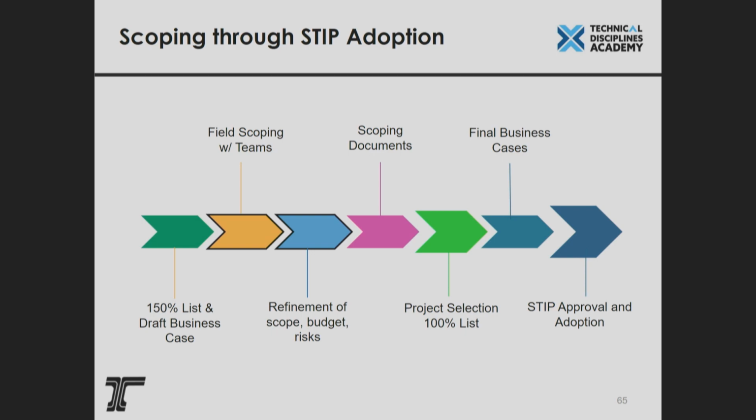Now this process can take 3 years, from initially drafting your business cases all the way to getting the STIP adopted and approved. For example, we're currently working on the 18 to 21 STIP. I'm working on a project on US 20, 3rd Street in Bend, that was scoped back in 2015, and the world has changed since 2015. ADA ramps and all that has changed.